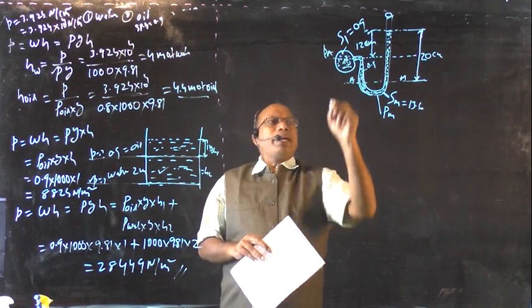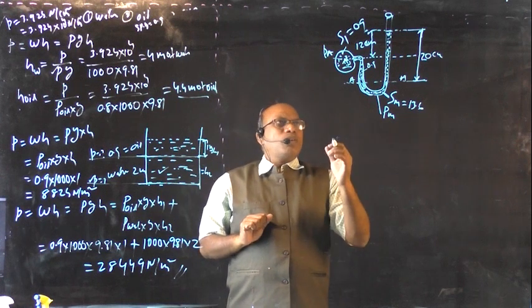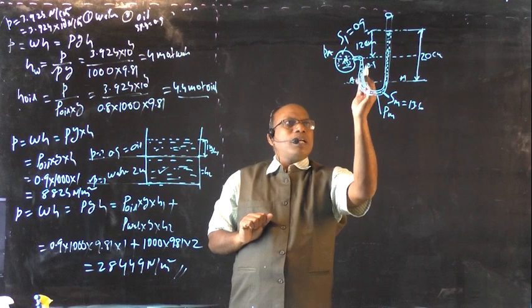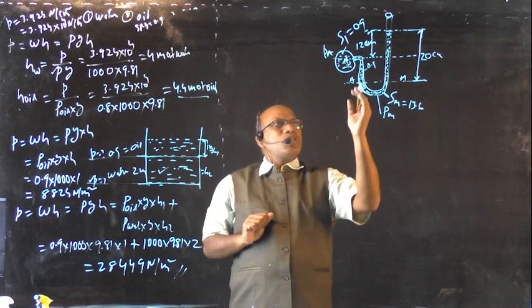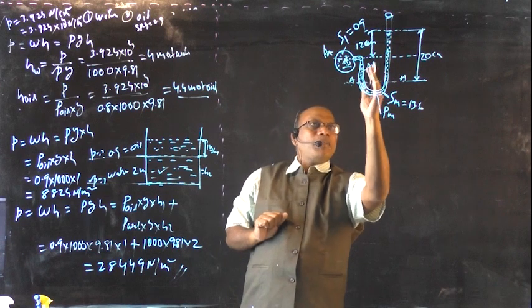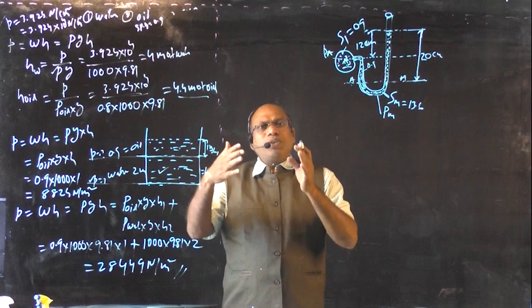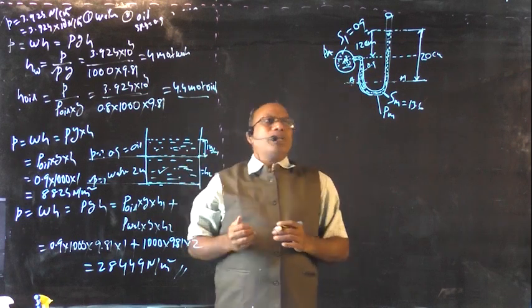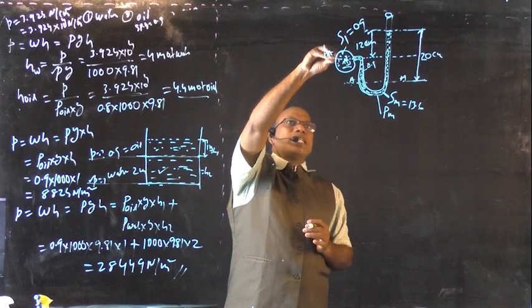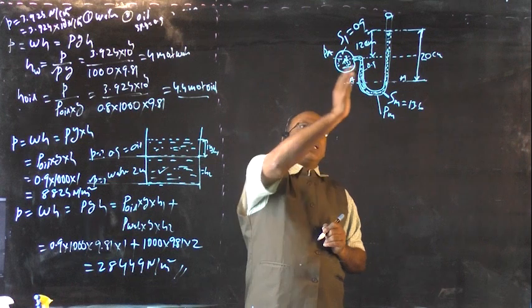This is point A. In this case, we are going to determine the pressures above the datum line on the left side and also the pressures above the datum line on the right side. The left side pressures must be equal to the right side pressures above the datum line. Then we are going to determine the pressure at point A.